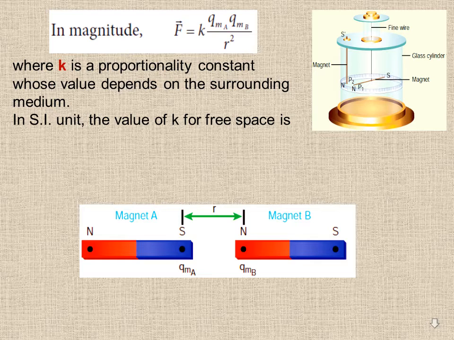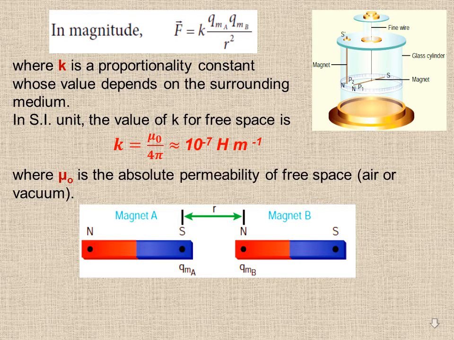Here in this picture you can see there is a magnet which is inside a glass cylinder. This is a fine wire and it is placed with the magnet. Here the poles N and S, the positions P1 and P2. In SI units, the value of K for free space is K equal to mu naught by 4 pi, that means 10 to the power minus 7 H m minus 1. Here mu naught is the absolute permeability of free space, air or vacuum.